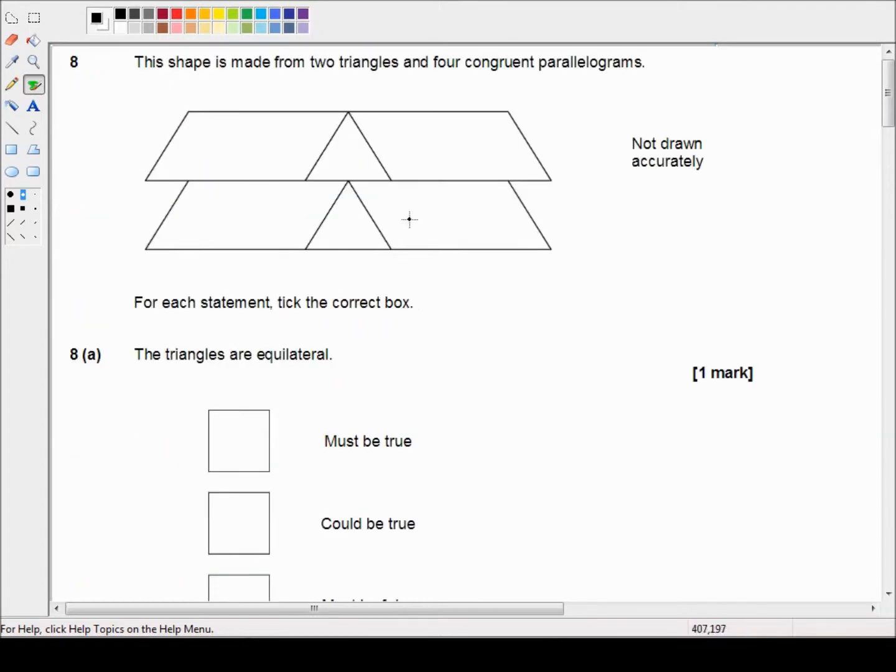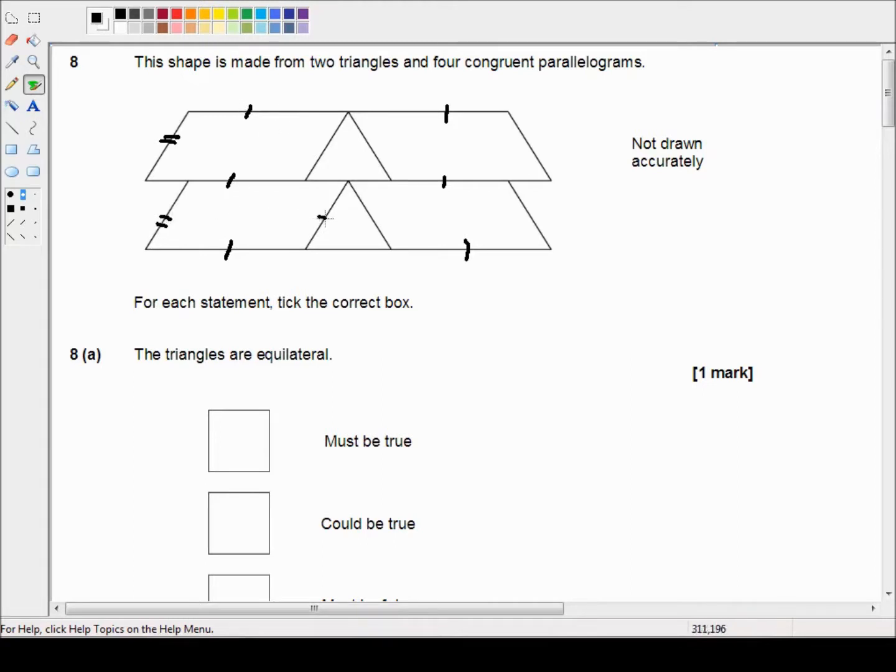Okay, so let's see what we know about these. We know that these are congruent parallelograms, so we know that this length is equal to this length because they're parallelograms, and they're congruent, so this length is equal to this length, which is also equal to these lengths, which is equal to this length, which is equal to this length. So we know that those are all equal because these are congruent parallelograms. And we know that this length is equal to this length, but not necessarily equal to this length.